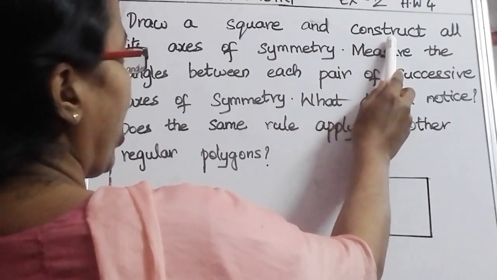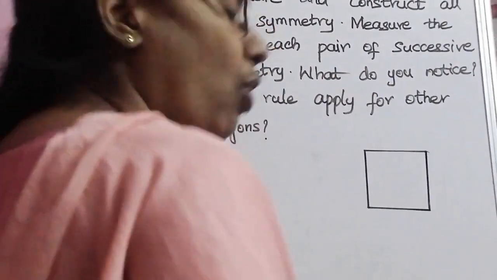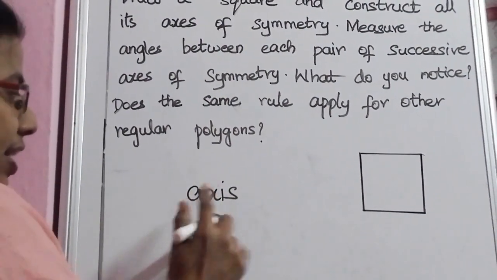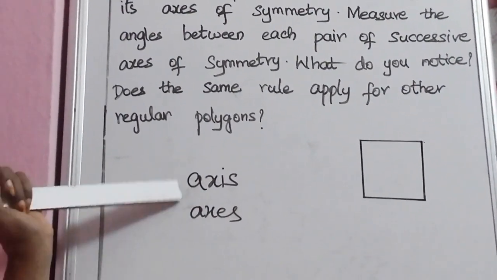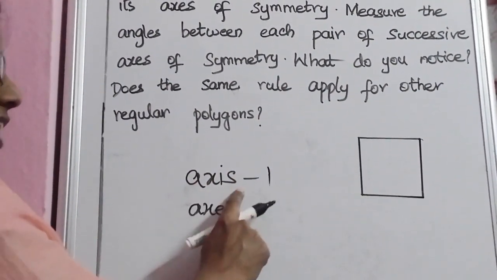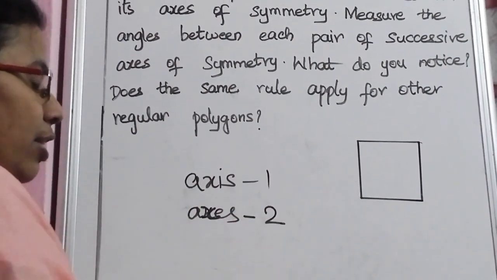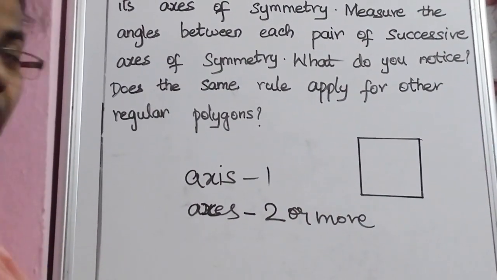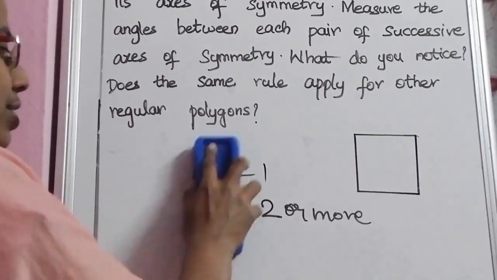Then they asked you to construct all its axes of symmetry. What is an axis? A-X-I-S. Sometimes we use "is" and sometimes we use "es". What is the difference between these two? This is singular. When it is only one, we call it an axis. When it is more than one, plural, two or more, we call it axes. Okay. So now we are going to draw the axes of symmetry.